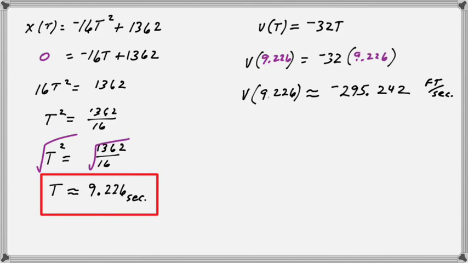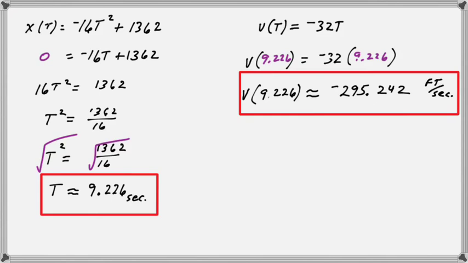Oops. So when you plug in 9.226, you can find the velocity at that time. I hope that makes sense, that the velocity is negative because the object is traveling in a downward direction. And those should be the answers for D.